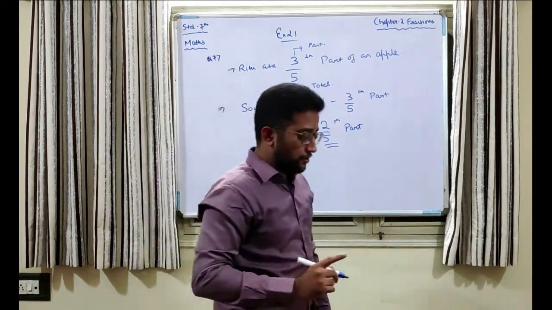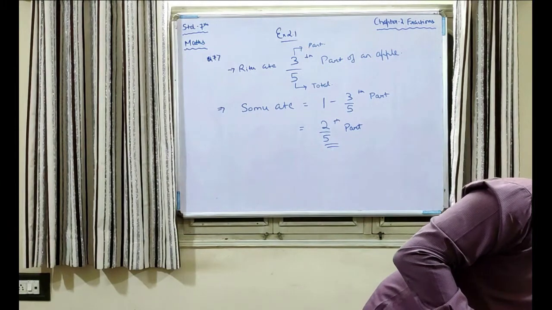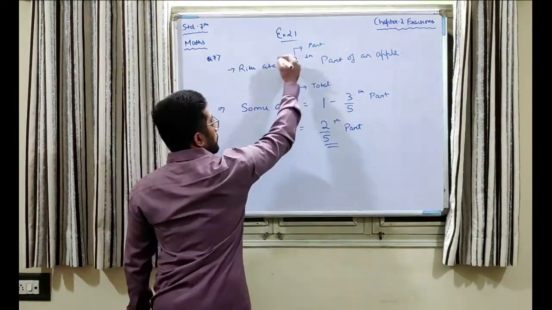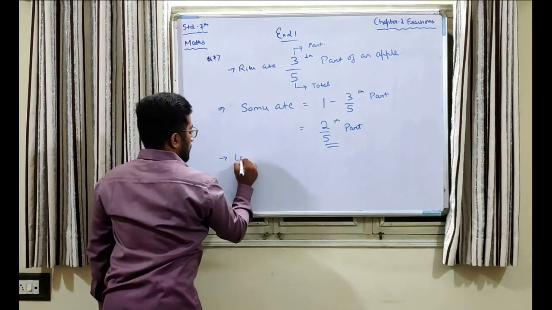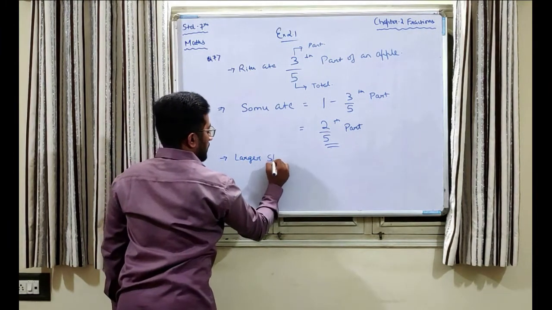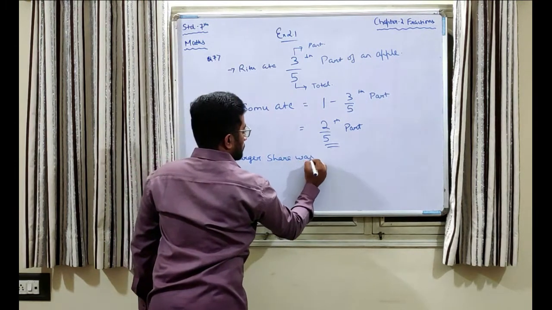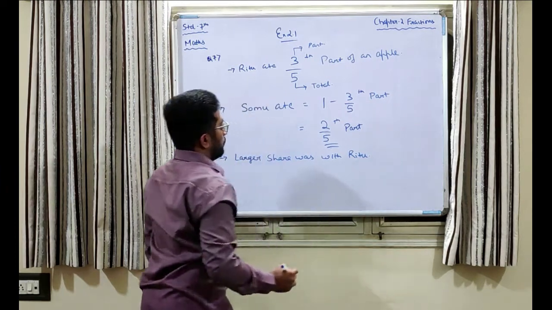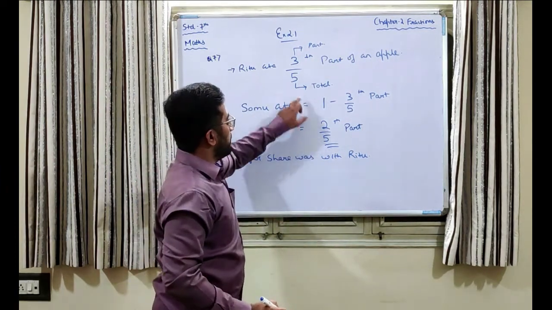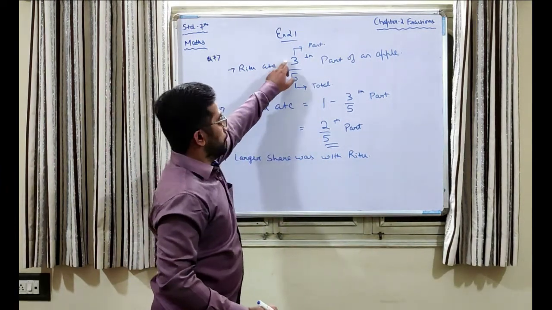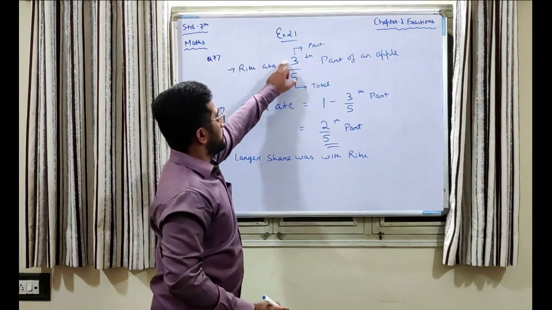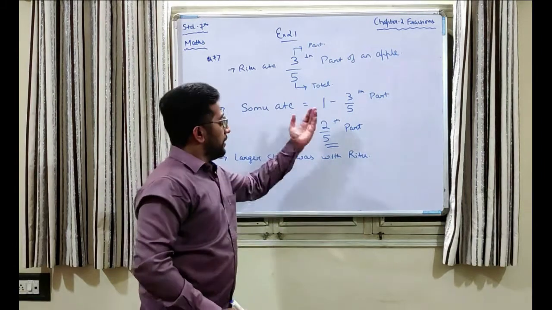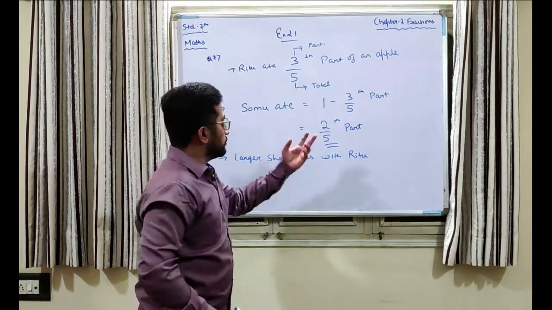Now they are also asking you, who had the larger share and by how much? So the larger share was with Ritu. Okay, if you make a comparison, the denominator of both the numbers is same. So the numerator we need to compare, and 3 is greater than 2. Therefore, Ritu ate more than Somu.